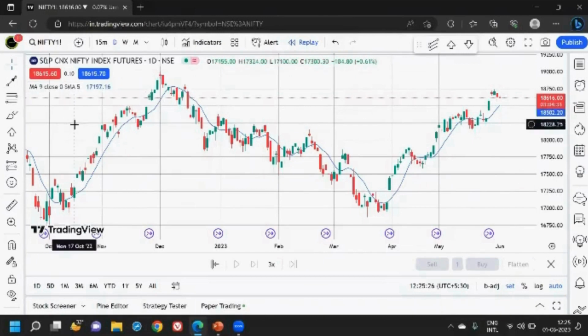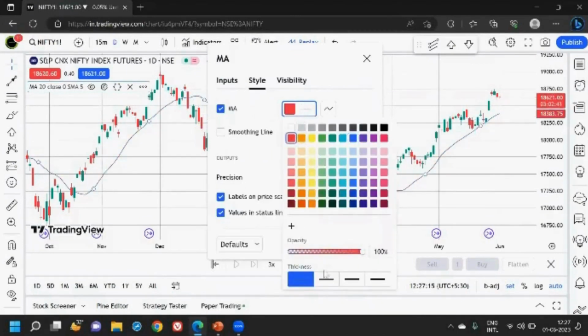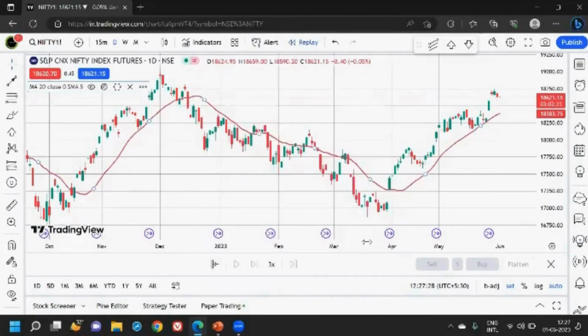But over here we have to change some of its settings. So we will go to its setting icon, go to inputs, and from there we will set the length as 20. And over here the length of the moving average tells us how many close points it should consider. So the moving average which considers 20 close points, also called the 20 moving average, is the best I can say and is used by most of the traders in the market. And after changing this setting, I will set the color of the moving average as red. You can set any color of your choice, and then click, and here we have applied the 20-day moving average to our chart.